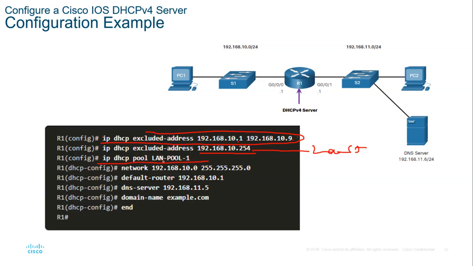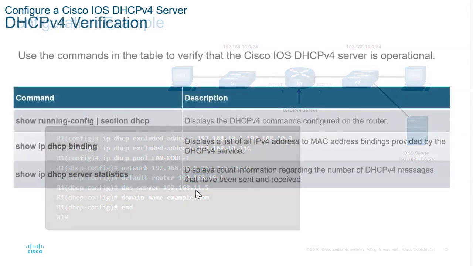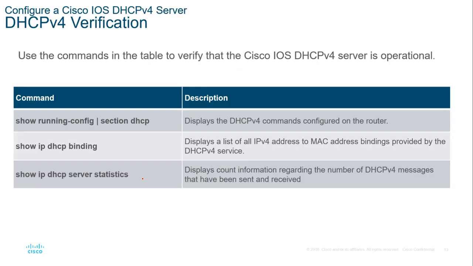ip dhcp pool LAN1, this is the pool name. And then network, you state the network address where the IP addresses are going to be generated. Then default router, which is the same as the default gateway. This is the IP address that is going to be assigned as the gateway IP address. DNS server is also here. Domain name is also stated, and that is it. So that is the example of how to configure DHCP.